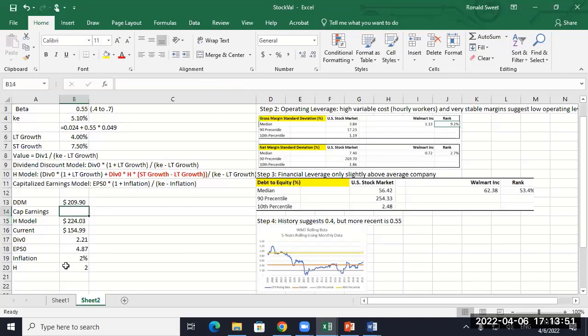In cap earnings, EPS 0 times 1 plus inflation divided by KE minus inflation. And there I got a lower number. You expect a lower number, even though sometimes you won't get a lower number. But what's exciting about this number? It's higher than the current price. So that means if Walmart can just maintain what they're doing, this looks like a pretty good buy.